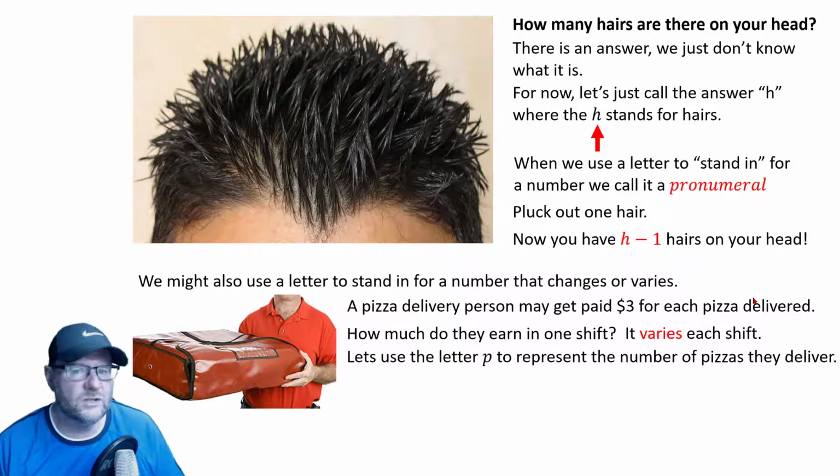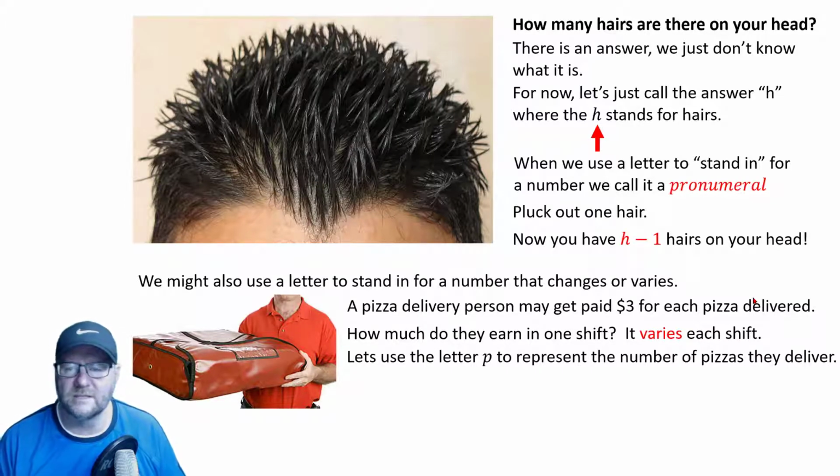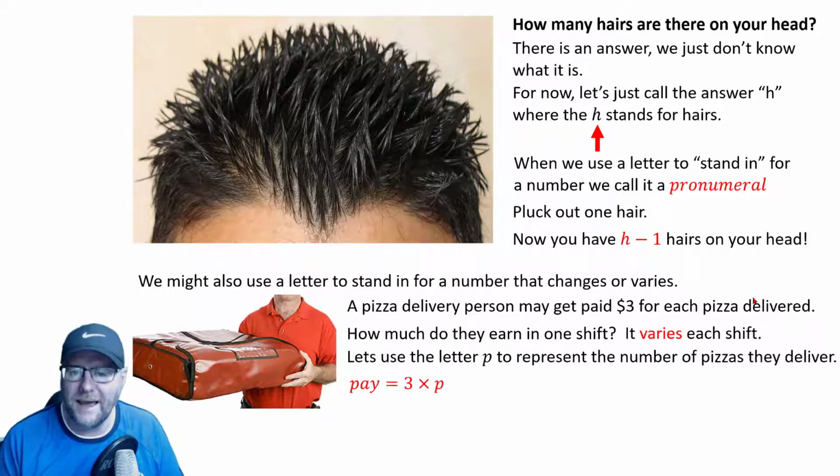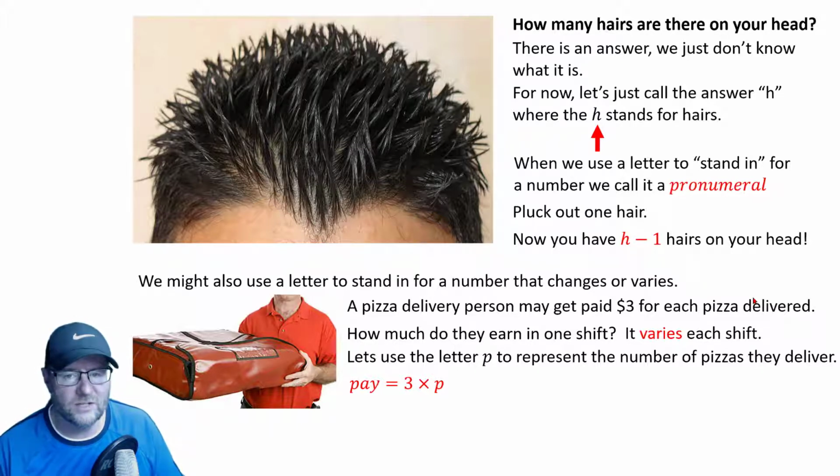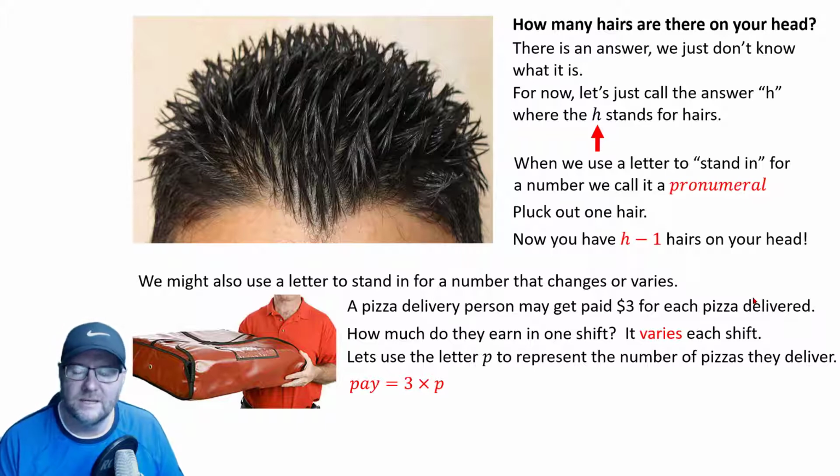So this time we're going to use a letter just to represent the number of pizzas. Let's use P because that makes sense, P for pizzas. So I'm going to use the letter P to represent the number of pizzas. So their pay for the shift will be $3 times P, because P is how many pizzas. Okay, so $3 for every one of those. And you can see I've created a little equation there that their pay is 3 times P.